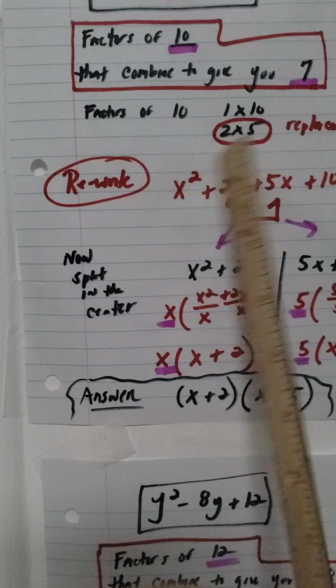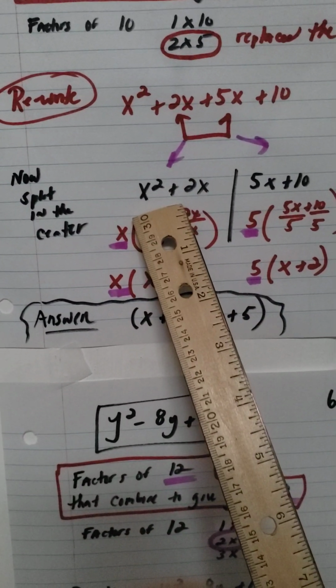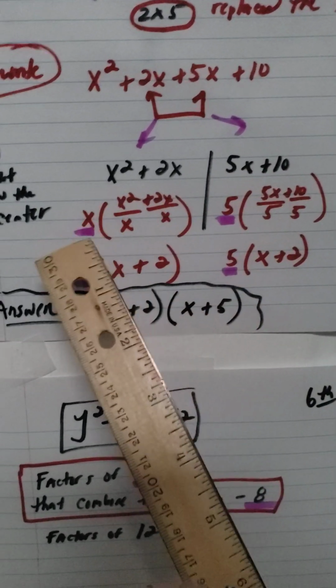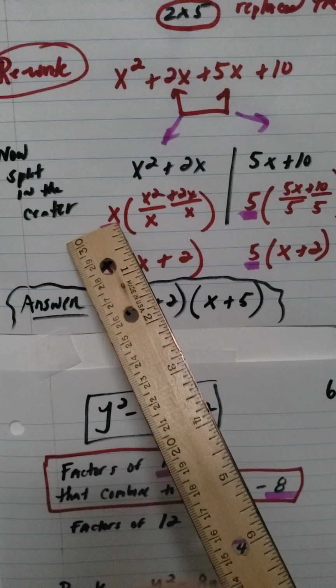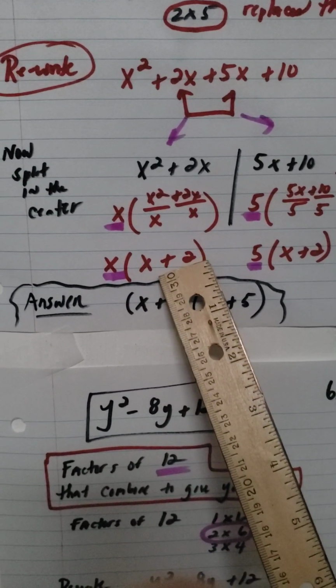And then I would do the same thing. I would split it down the middle. I would put x squared plus 2x on one side. I'd put 5x plus 10 on the other side. I would do the exact same thing. I'd pull out the greatest common factor. I would divide both of them. I would get this, okay?